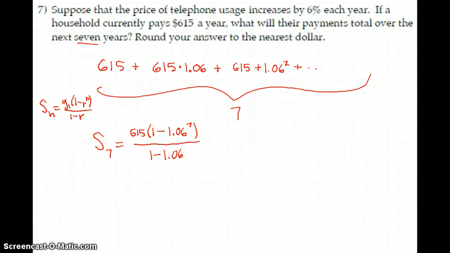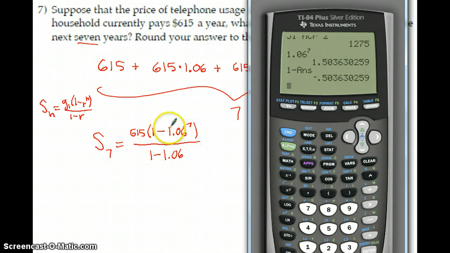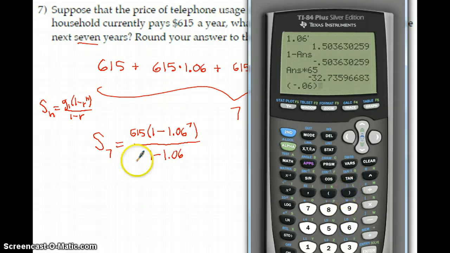Again, I'm going to do this on the calculator the way I like to do it, which is start with this, the 1.06 to the 7th power. There we go, 1.06, take that to the 7th, subtract that from 1. Okay, that's this part in the parentheses. I'll take 615 times that. And I divide, again, this is negative, that's okay. I'm going to divide it by a negative, remember? Divided by negative 0.06. 1 minus 1.06.